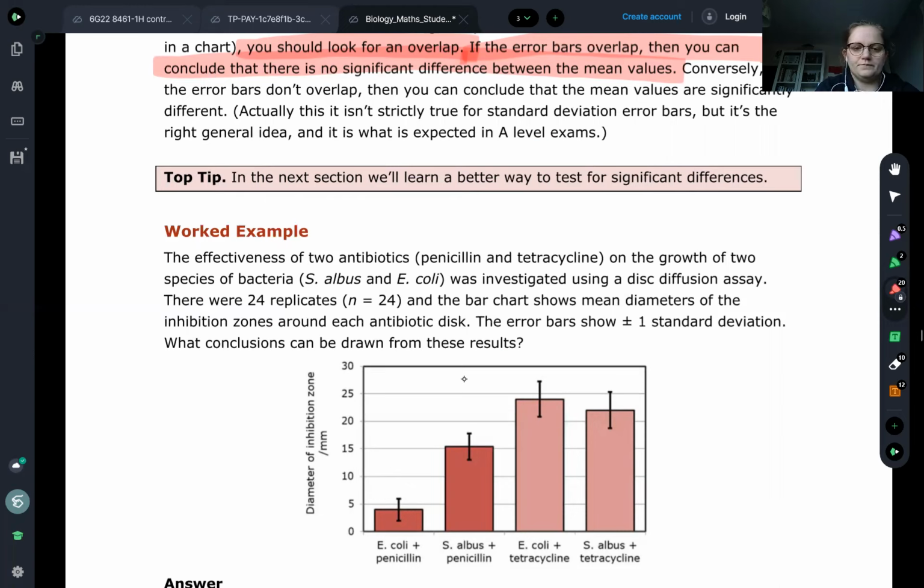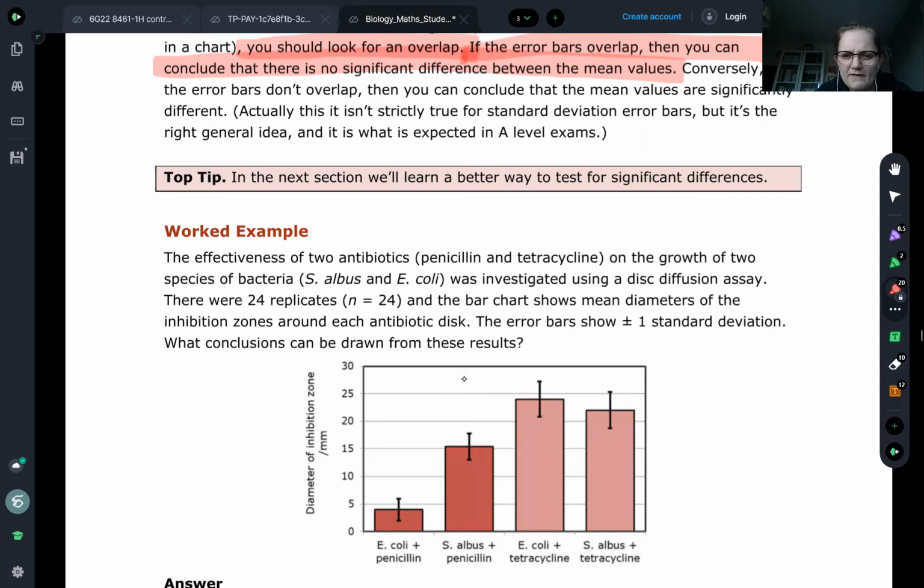So when we look at these, if you drew them across, between the E. coli being treated by tetracycline and the S. albus being treated by tetracycline, you can see there's not much difference between them. But really, you're going to want to compare them this way around. So E. coli being treated with penicillin and E. coli being treated with tetracycline. Well, we've actually got 2 very different means. The error bars don't overlap at all. You could conclude from that that the mean values are significantly different.